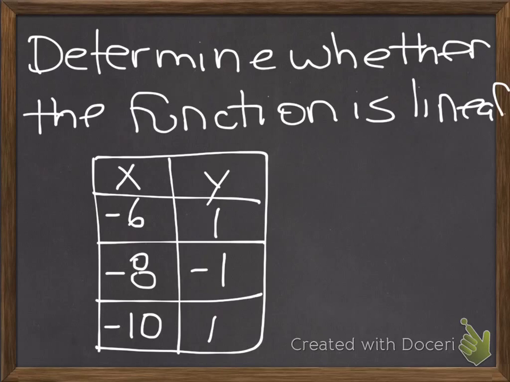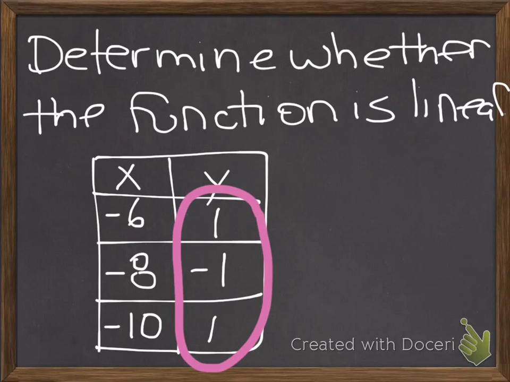Here I need to determine whether the function is linear. So to use the shortcut, you want to look at the pattern of the y values, and if there's the same pattern between the values of either an addition or a subtraction pattern, then it's going to be linear. So I need to figure out how do I get from 1 to negative 1. I would have to subtract 2, so that's the pattern. And then from negative 1 back to positive 1, I would have to add 2.